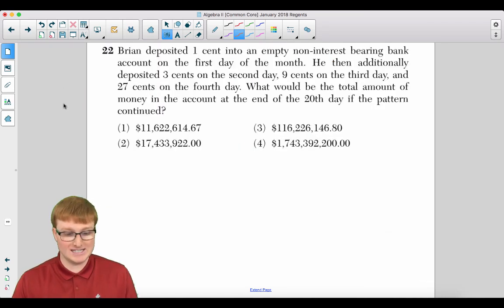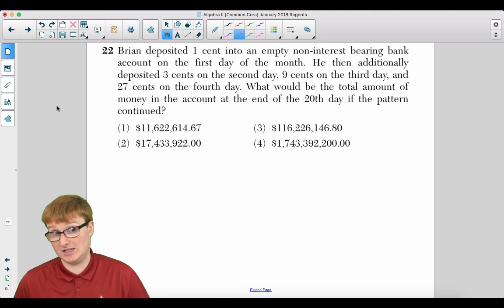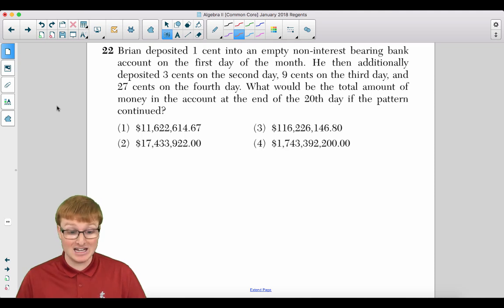Brian deposited 1 cent into an empty, non-interest bearing bank account on the first day of the month. Who would choose a bank like that? I don't get it. Then he additionally deposited 3 cents on the second day, 9 cents on the third day, and 27 cents on the fourth day. What would be the total amount of money in the account at the end of the 20th day, if the pattern continued?